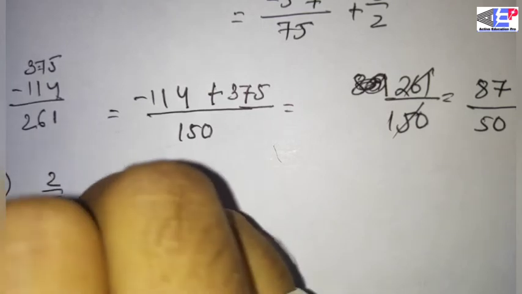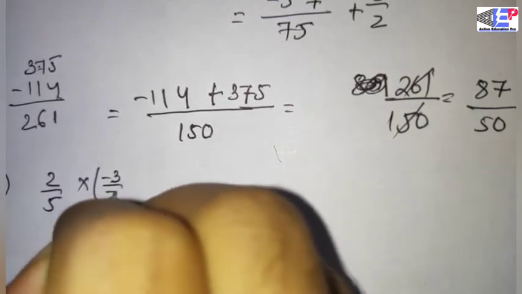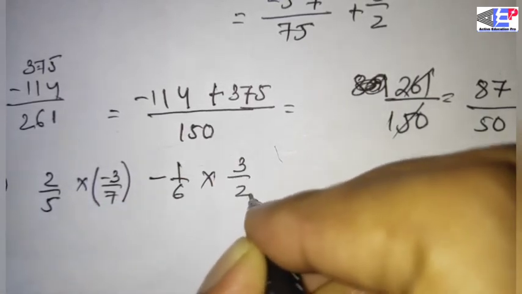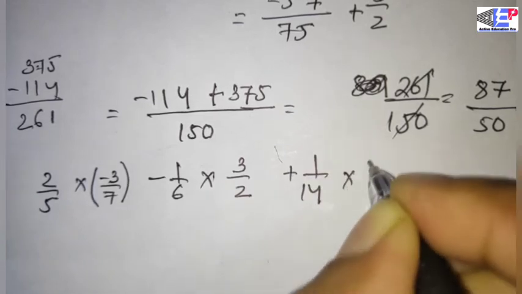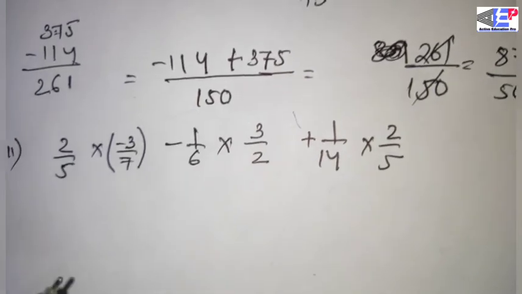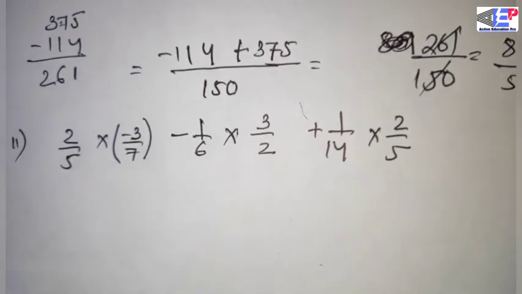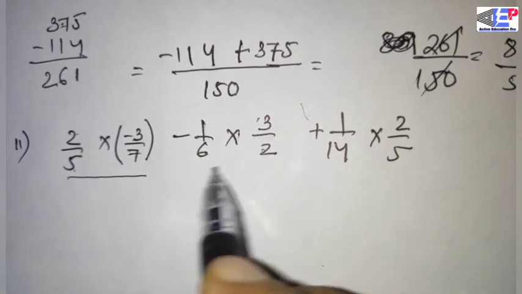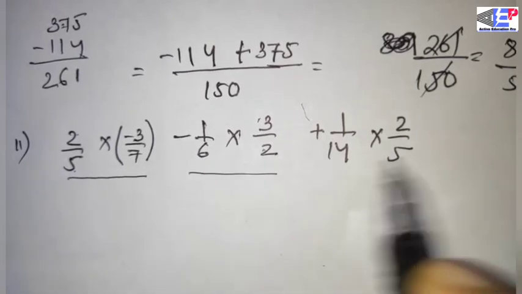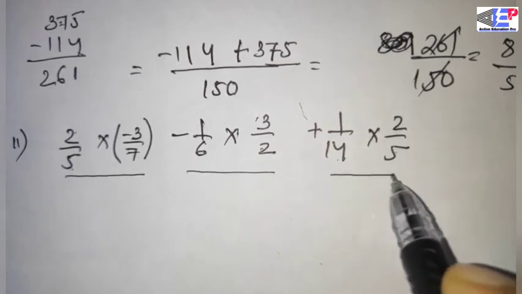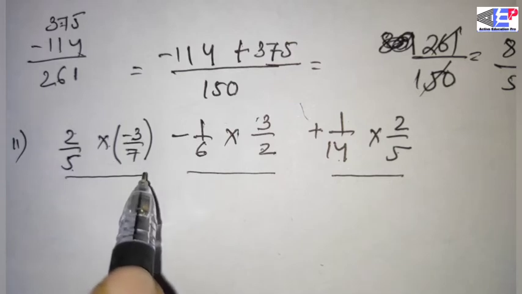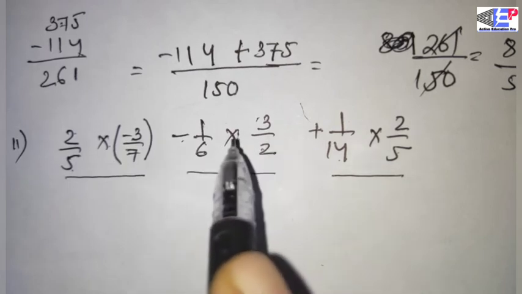2 by 5 into minus 3 by 7 minus 1 by 6 into 3 by 2 plus 1 by 14 into 2 by 5. I told you, first check how many terms are present in it. So 2 by 5 into minus 3 by 7 is the first term. Minus 1 by 6 into 3 by 2 is the second term. Then another plus symbol: 1 by 14 and 2 by 5, this is the third term. Multiplication doesn't distinguish the number of terms in your given question; minus and plus distinguish the terms.